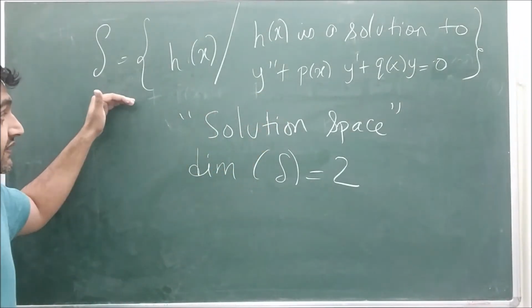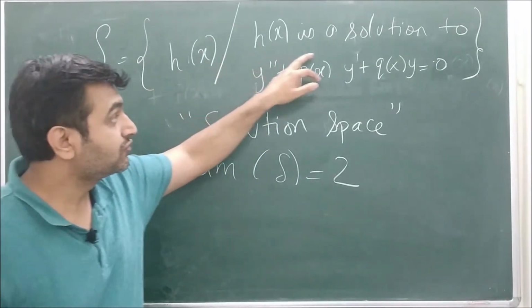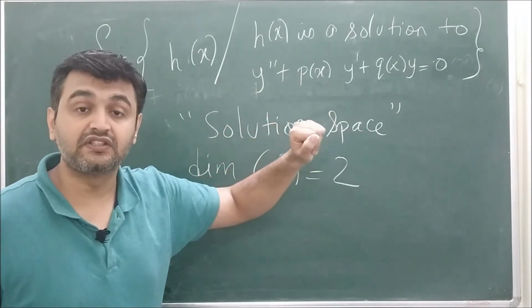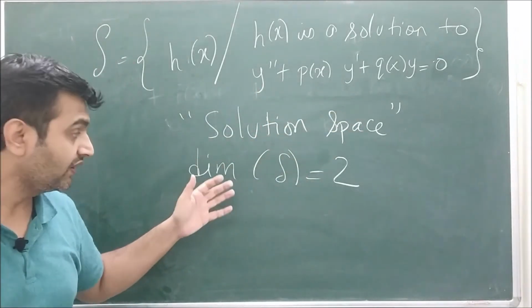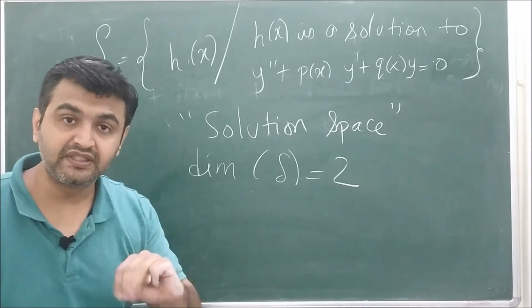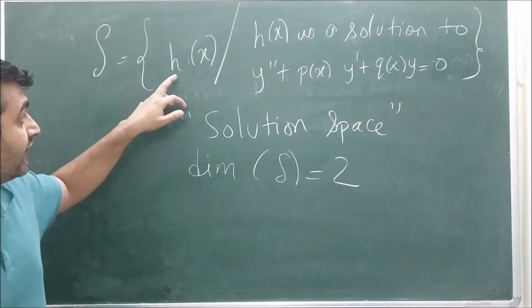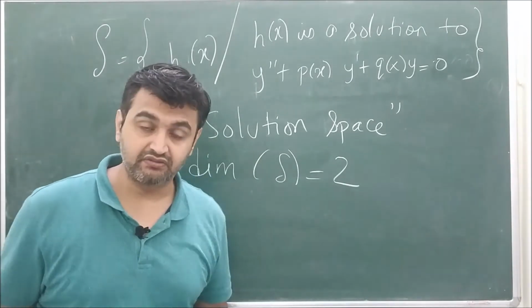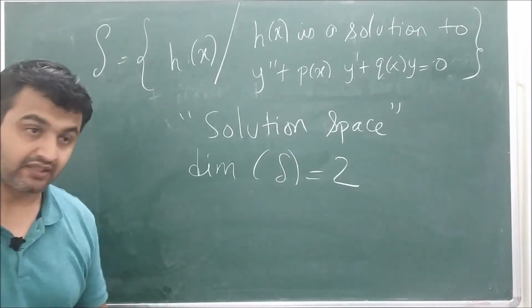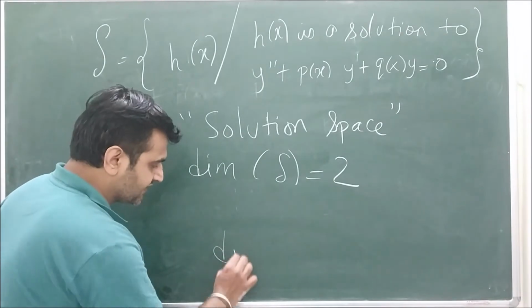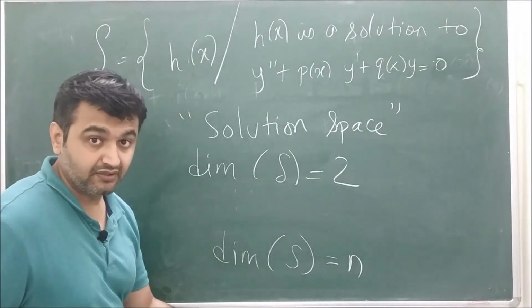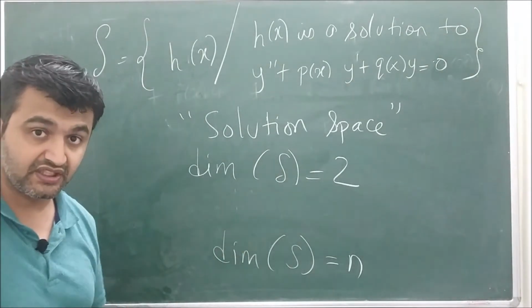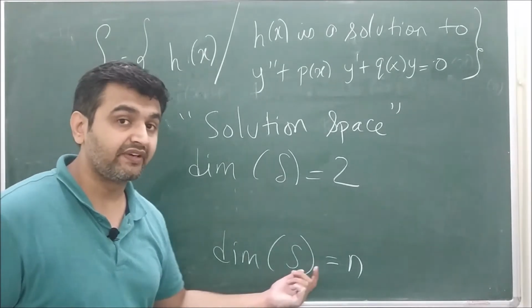If you take the set of all functions which are solutions of a third order linear differential equation, then the same proof works, and in that case your dimension will be 3. And if you take functions which are solutions of an nth order linear homogeneous differential equation, then its dimension will be n. So the theory generalizes to n dimensions as well. For an nth order homogeneous linear differential equation, your solution space will have dimension n.